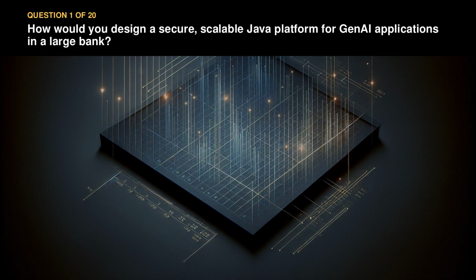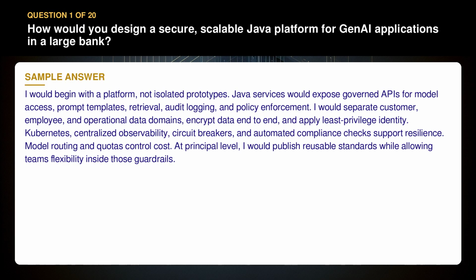Question 1. How would you design a secure, scalable Java platform for GenAI applications in a large bank? I would begin with a platform, not isolated prototypes. Java services would expose governed APIs for model access, prompt templates, retrieval, audit logging, and policy enforcement. I would separate customer, employee, and operational data domains, encrypt data end-to-end, and apply least privilege identity.